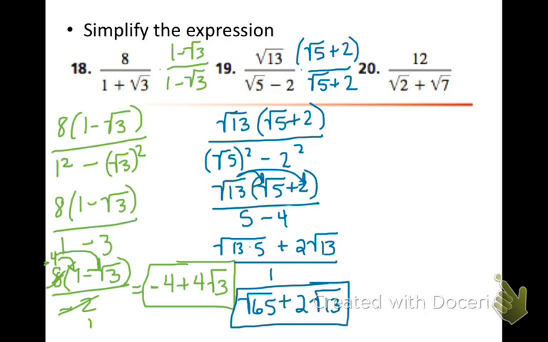All right, for the next one, my conjugate is the square root of 2 minus the square root of 7.